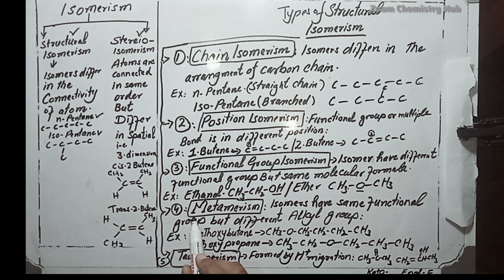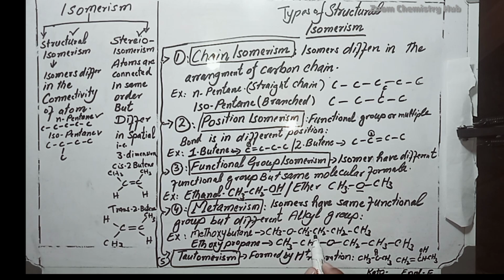The next type of structural isomerism is metamerism. In metamerism, the isomers have the same functional group but different alkyl groups. For example, we have methoxybutane. In this, you can see that on one side of the oxygen is a methyl group and on the other side of the oxygen is the butyl group. So its name is methoxybutane.